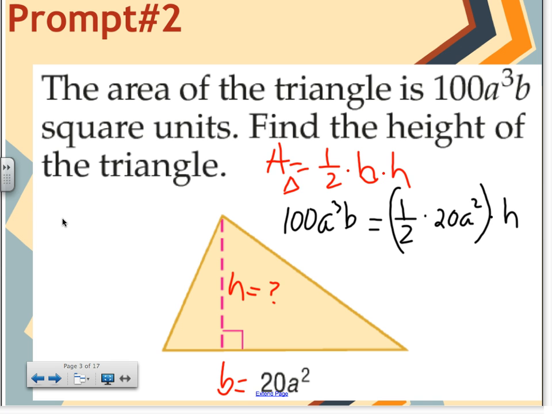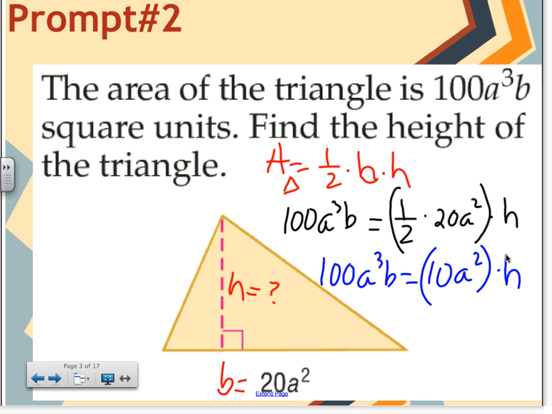What is 1/2 times 20? 10. Remember how we do number with number? We have to group them separately. Numbers with numbers, so we know it's going to be 10. So as I write that, you will see it's simply going to be 10a squared together, again, times h. We want to solve for h.